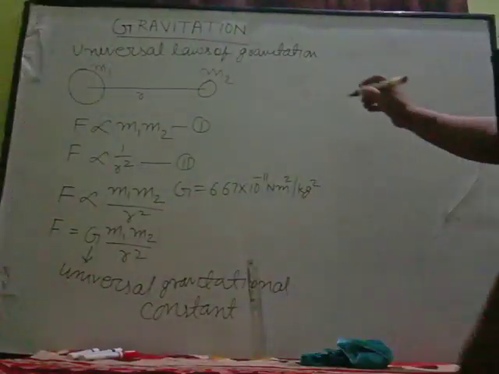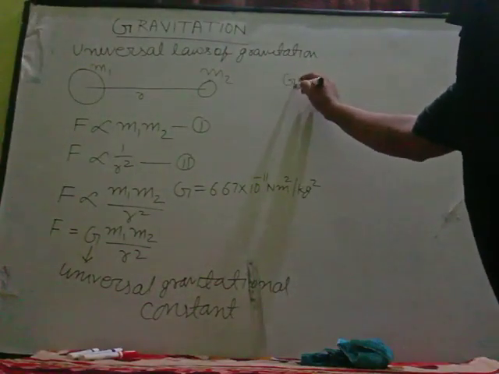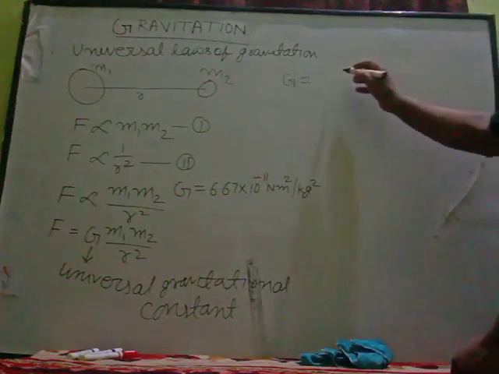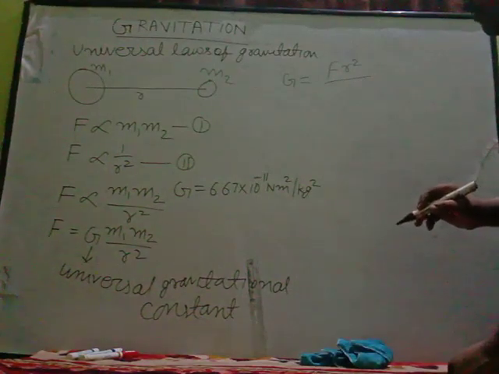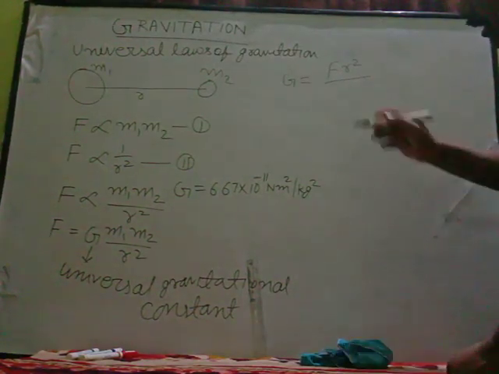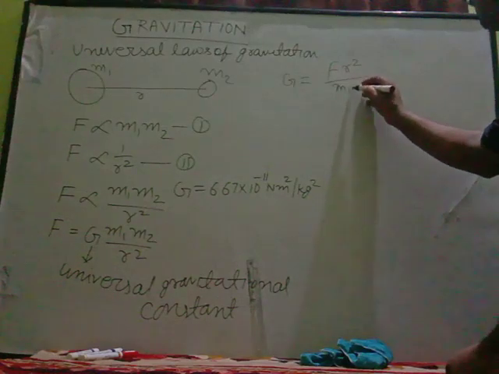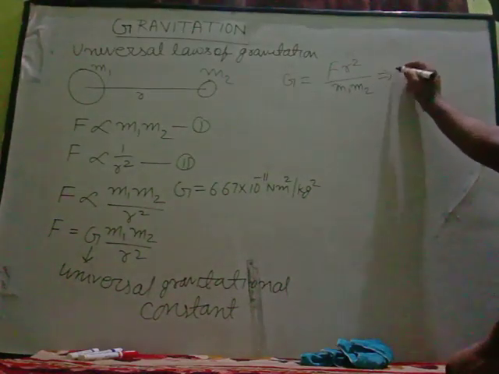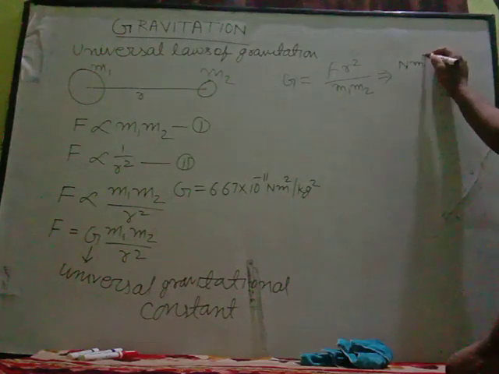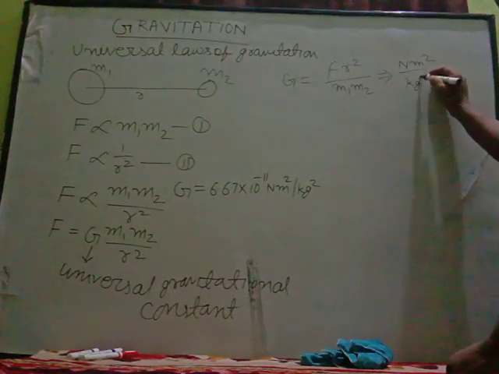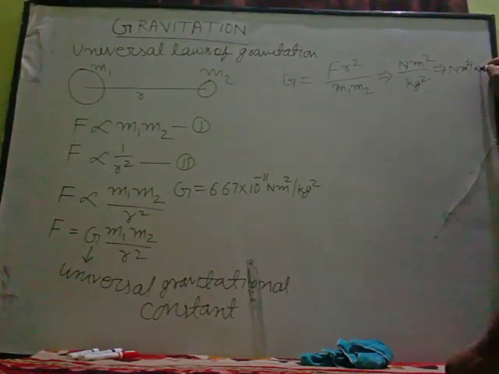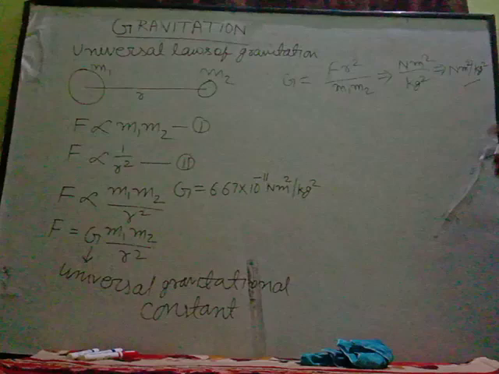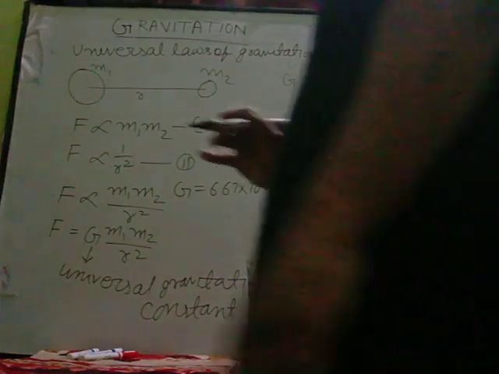Actually what happens, see, since G is equal to F R square divided by M1 M2, it refers to Newton meter square per kilogram square. This is the SI unit of capital G.